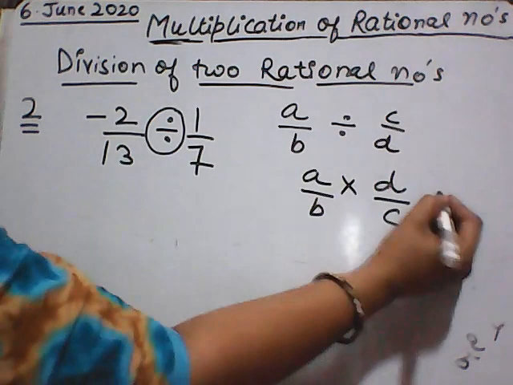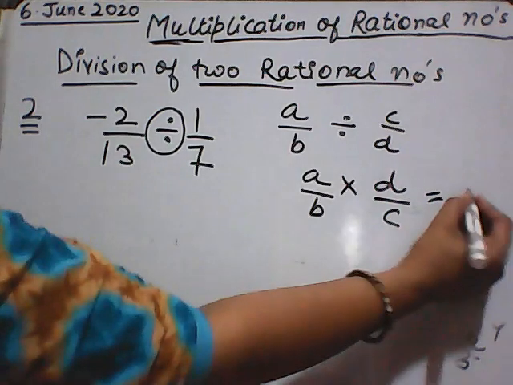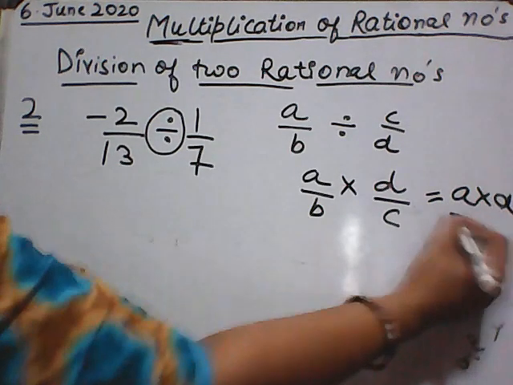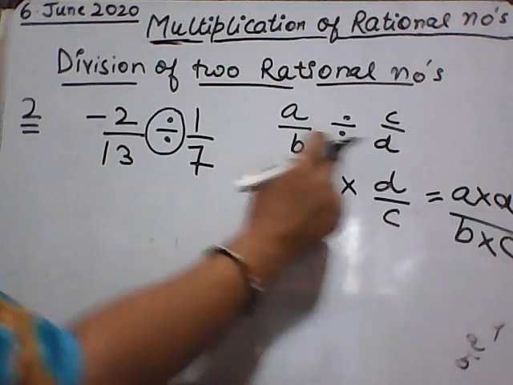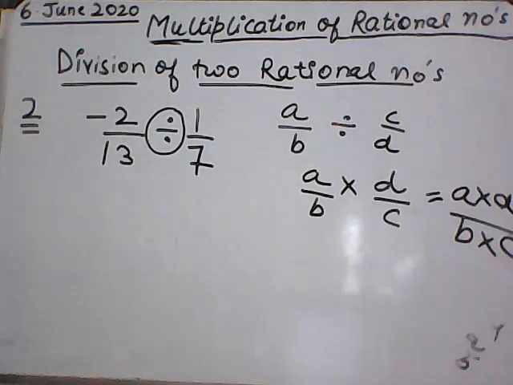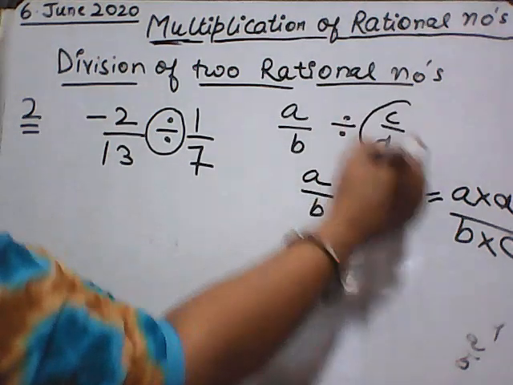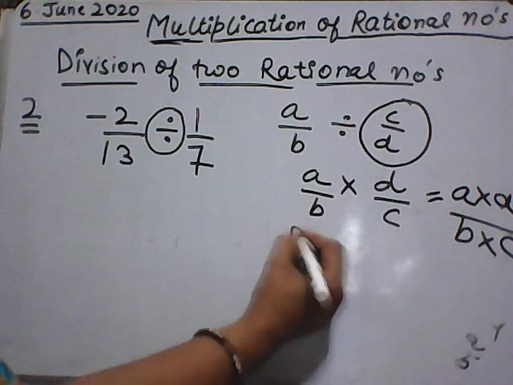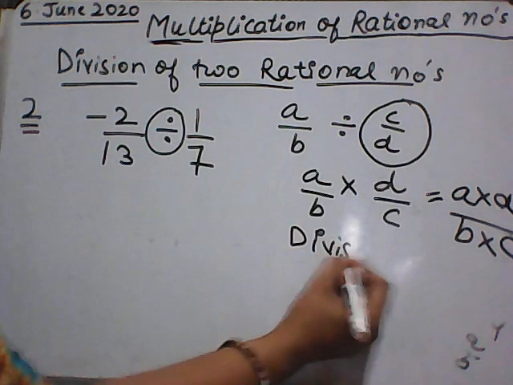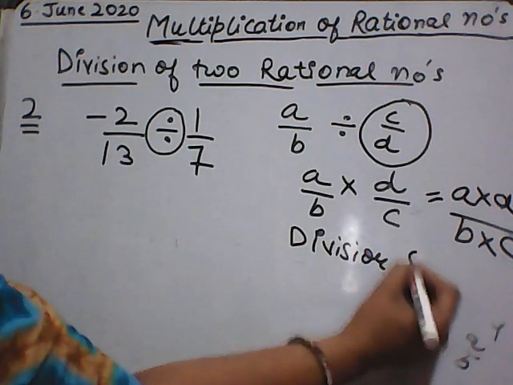Now, how can we find the product? Multiplication of numerators and the multiplication of denominators. Now, this one is the quotient of these rational numbers. For division of two rational numbers, the first condition is the divisor should be non-zero.